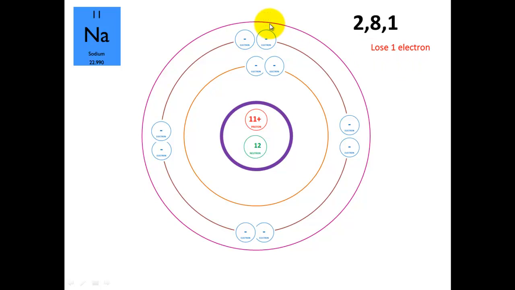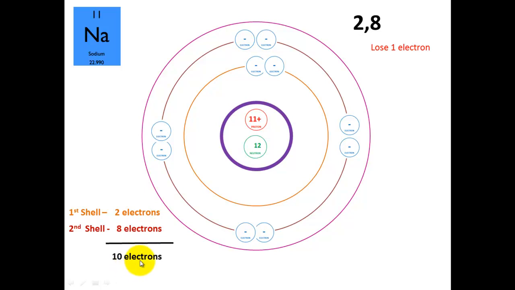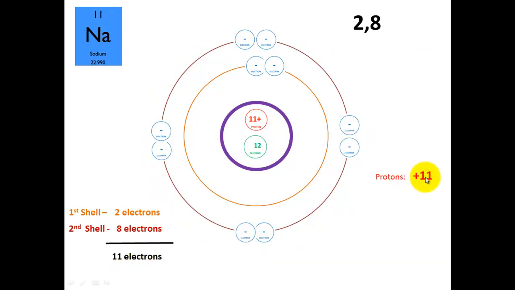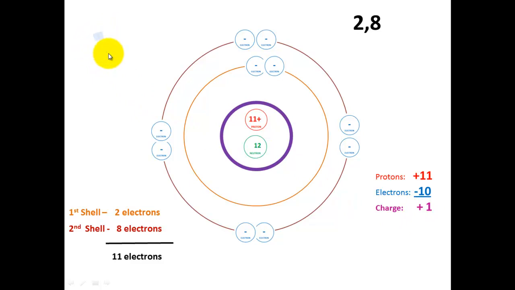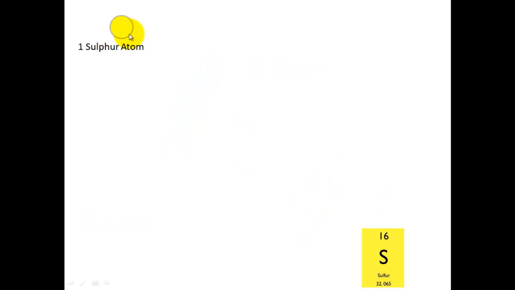So this electron here is going to disappear and we'll have a new electron configuration of 2, 8. So the first shell has 2 electrons, the second shell has 8 electrons to give us a total of 10 electrons. So we've got 11 protons, that doesn't change. 10 electrons, remember electrons have a negative charge, so we've now got an overall charge of +1. So this sodium atom is no longer an atom, it becomes a sodium ion with a 1+ charge. Remember, you don't need to put the 1 in here, you can. This indicates a 1+ charge.